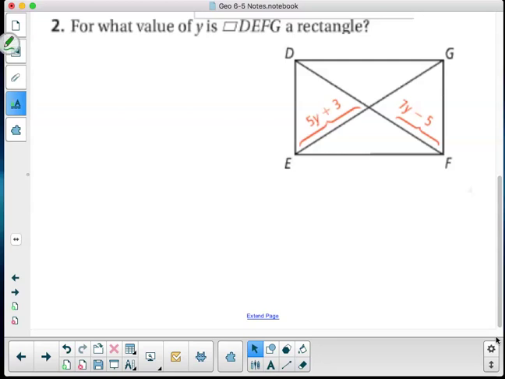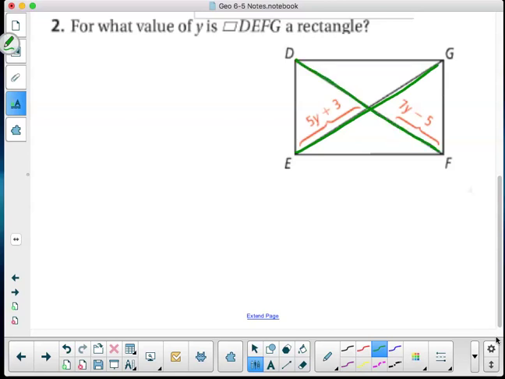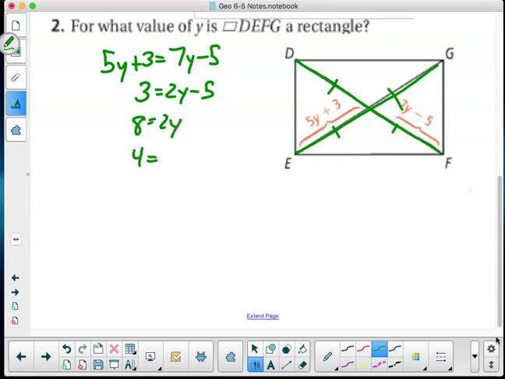Here, for what value of y is the parallelogram DEFG a rectangle? Now keep in mind, in a rectangle, the two diagonals must be equal. And since it's a parallelogram, the diagonals have to bisect each other, but in a rectangle, those diagonals are the same. So I would have to show that the halves of the rectangle diagonals would be the same. So 5y plus 3 is equal to 7y minus 5. So 3 is equal to 2y minus 5. 8 is equal to 2y, and 4 is equal to y.